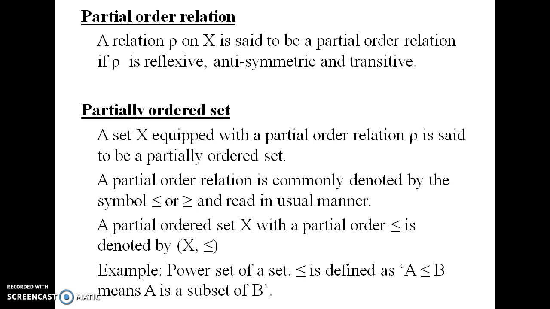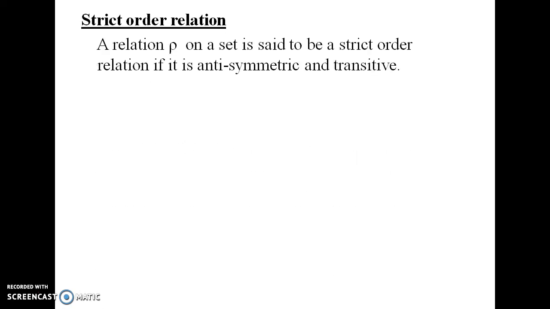The relation less than or equal to is defined as: A is less than or equal to B means A is a subset of B. Then the power set with this relation will form a partially ordered set, or poset. Strict order relation. A relation rho on a set is said to be a strict order relation if it is antisymmetric and transitive.